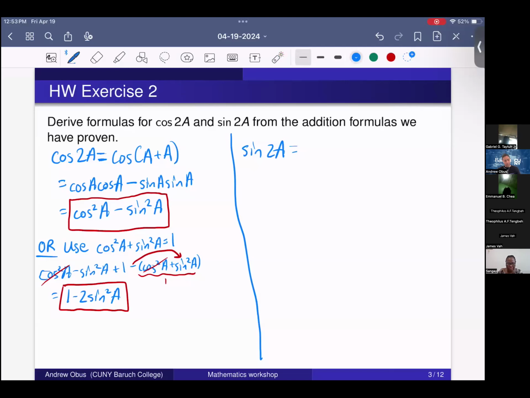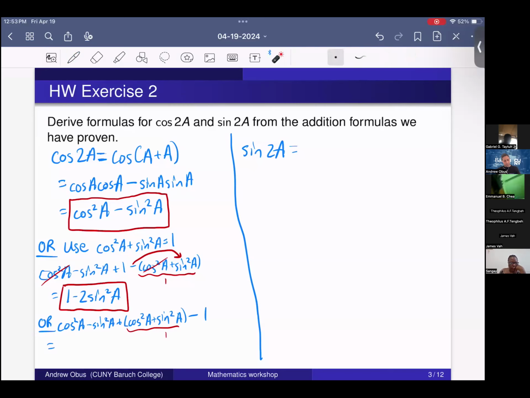So we have a third way of writing this, right? We could say cosine squared a minus sine squared a, and now we can add cosine squared a plus sine squared a, which, remember, again, is just 1. And then we subtract 1, right? And so if we do that, what's this equal to?